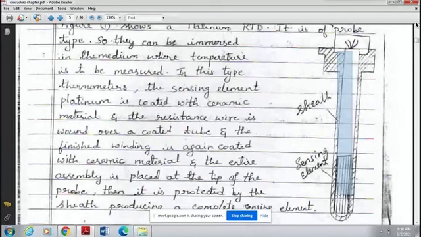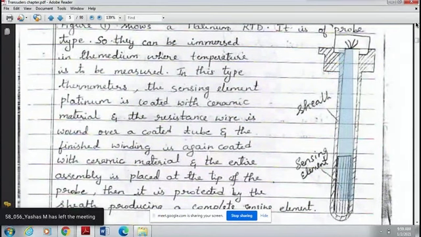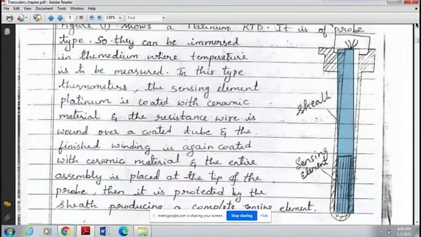The winding is again coated with ceramic material. It is coated on a tube, and again this winding is coated with the ceramic material, and the entire assembly is placed at the tip of the probe. This is the entire probe you're seeing here. At the tip of this probe, the sensing element will be placed. The sensing element is nothing but the platinum, coated with the ceramic material.